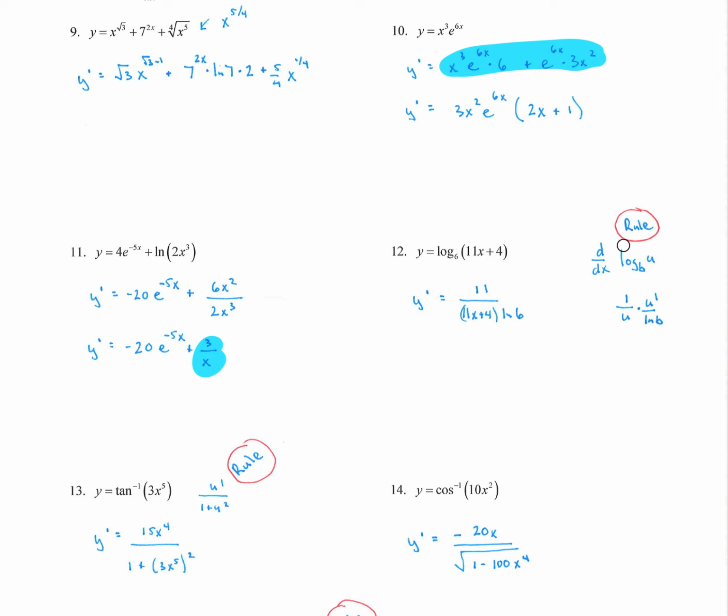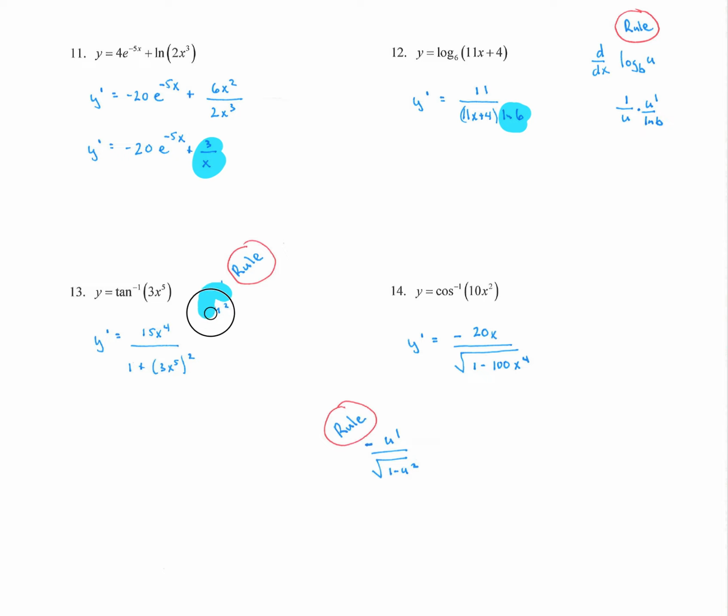12 is a logarithm. Again, this is just the rule. The derivative of log base b of u is 1 over u times u prime divided by the natural log of b. So you just create this extra factor of the natural log of 6 when this is a 6 rather than a natural logarithm, which is base e.